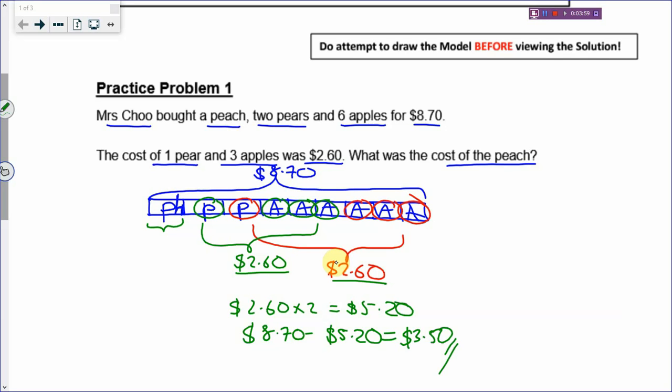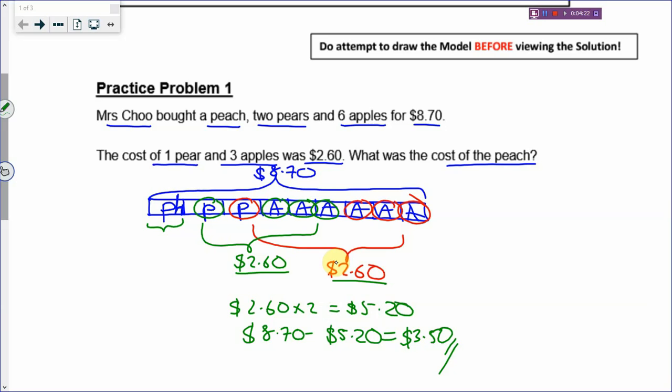This is the reason why I put the letters into the boxes, so that I can circle the groups. In other words, you are using something like grouping. So you have one group that has 1 pear and 3 apples, then you circle another group that has 1 pear and 3 apples, and then you can find the peach, which is $3.50. So that is a very simple model drawing.